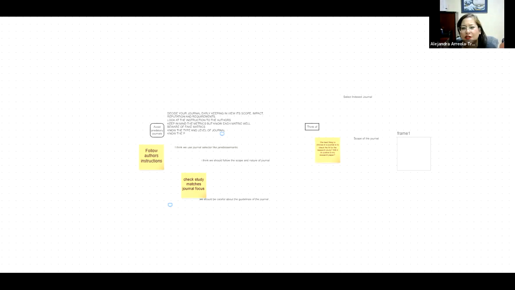Read the guidelines of the journal. Check the fit for the research study, and will it do justice to my research paper? That is a very interesting concept. Will it do justice to my paper? That is a good thing to consider. Reading the guidelines carefully. Nasir is writing a very good summary of the presentation.